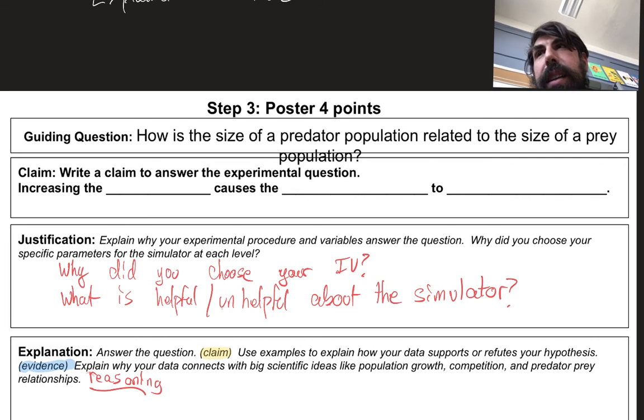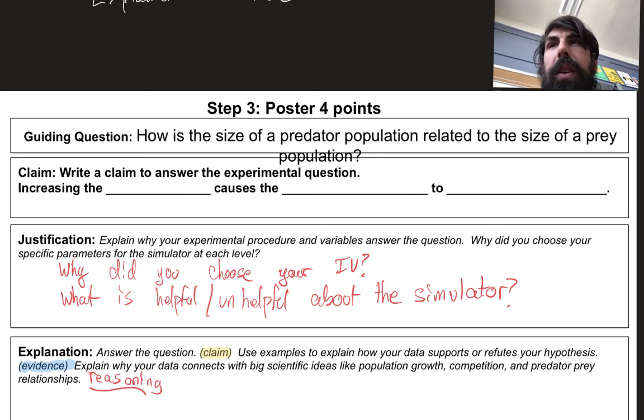Describe your data. And you took a lot of data. You have 3 graphs to describe. So describe those graphs and how they support your claim. Then go back to the reading.